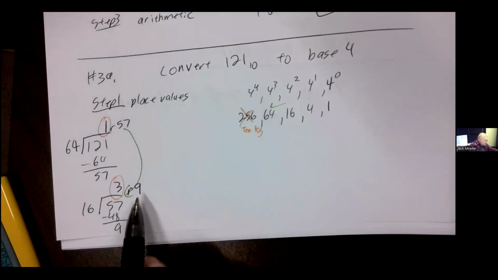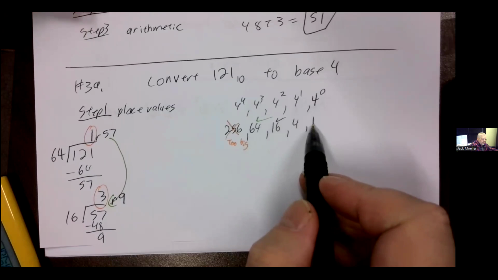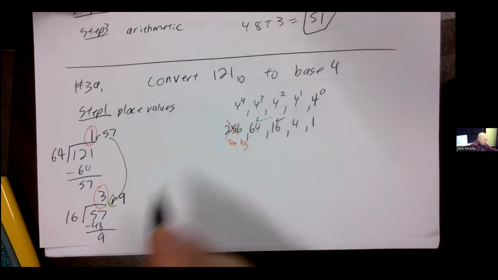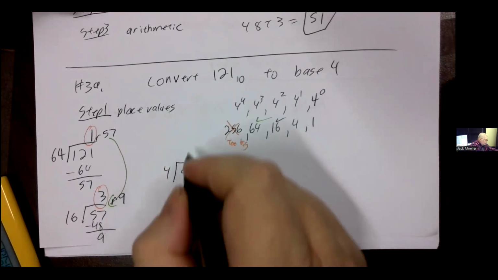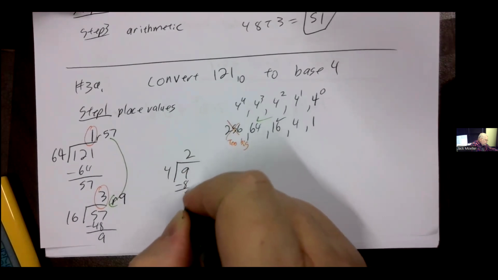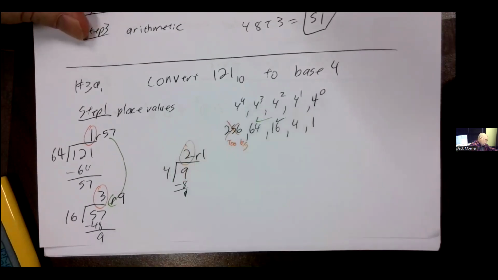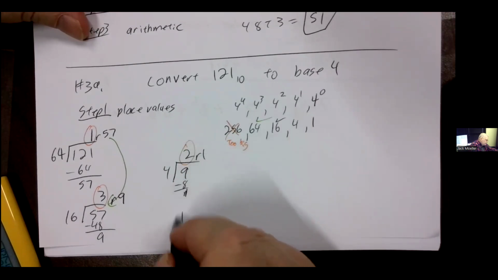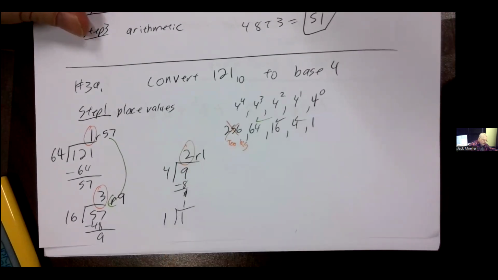Again, we just keep doing this until we get all the way down to the ones place value. So we take that remainder of 9 and divide by 4. 4 goes into 9 twice, remainder 1. Circle that 2. Now we take the remainder and divide it by the last place value, 1, which will go in once.